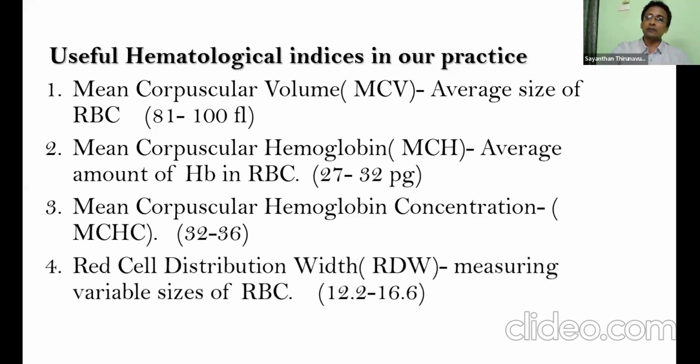The fourth one is red cell distribution width, which measures the variable sizes of RBC in the blood. Normal value is 12.2 to 16.6. From this introduction, I'll move on to my case.